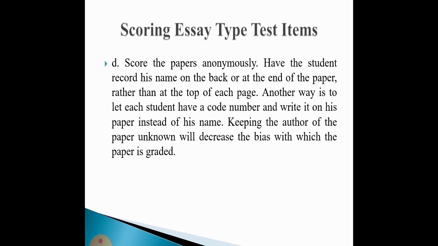Score the papers anonymously. Have the student record his name on the back or at the end of the paper rather than at the top of each page. Another way is to let each student have a code number and write it on his paper instead of his name. Keeping the author of the paper unknown will decrease the bias with which the paper is graded. If you keep the author, the person who gave the paper, unknown, then you can eliminate bias.